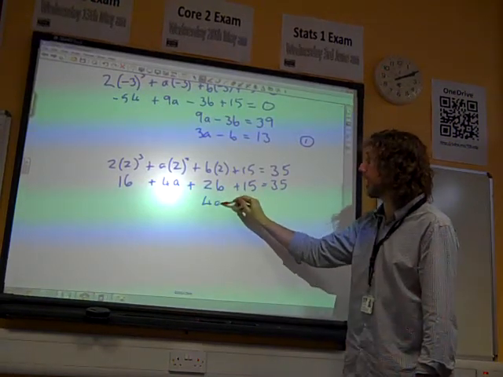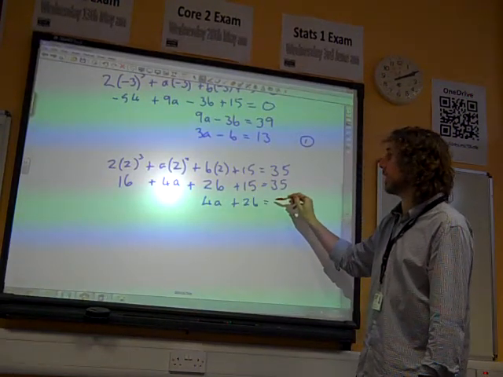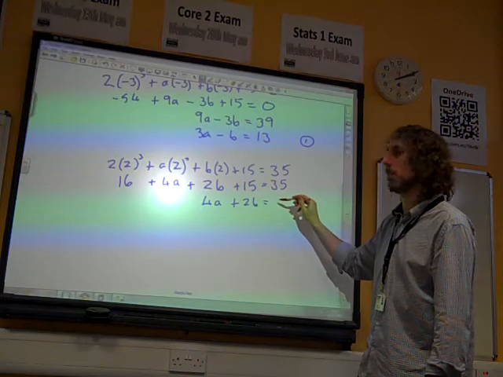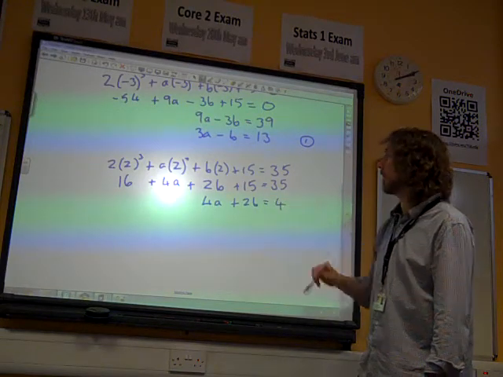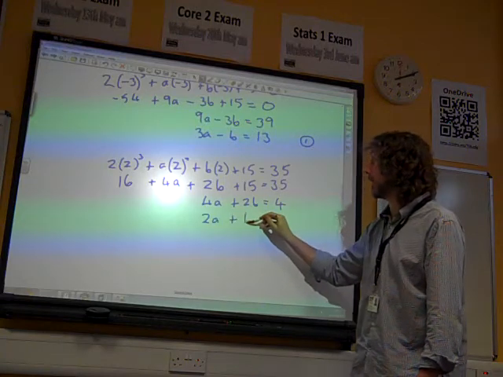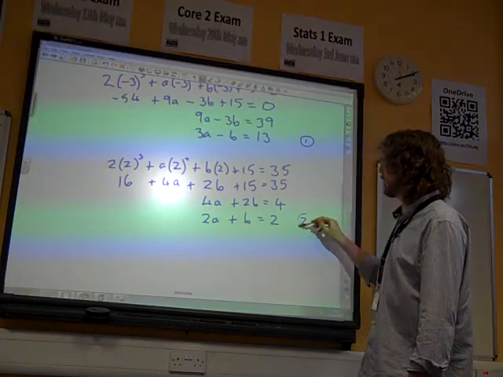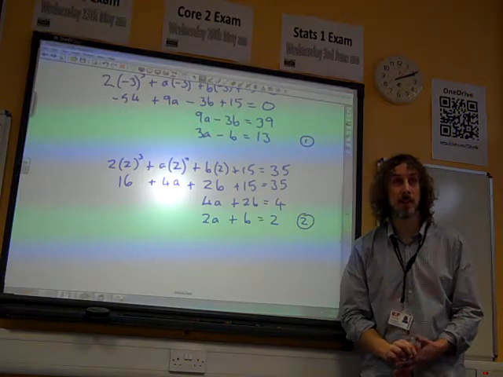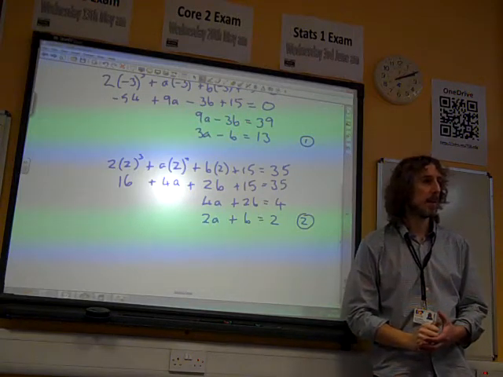Giving us 4a plus 2b is 4, which again has a common factor of 2. So 2a plus b is 2. We've got equation 2. Look at these. We need to find a and b.